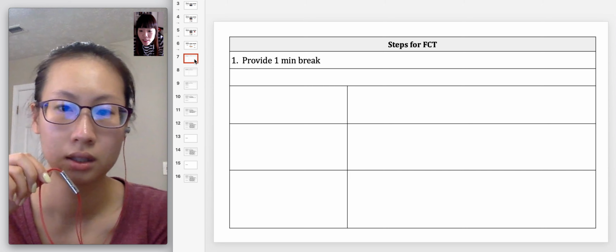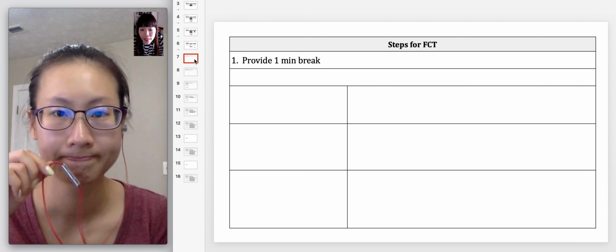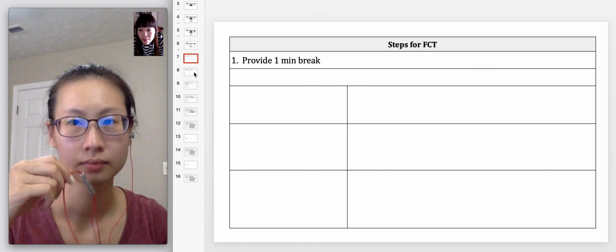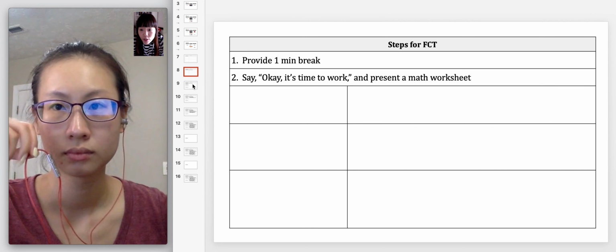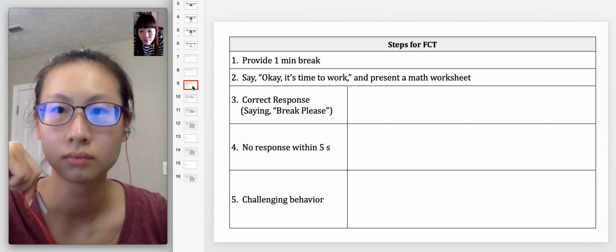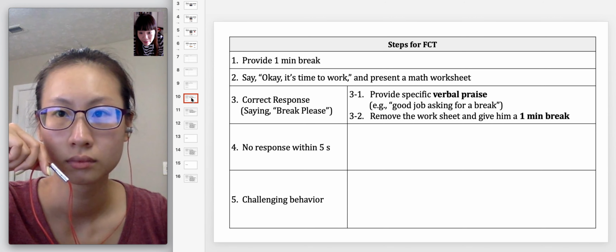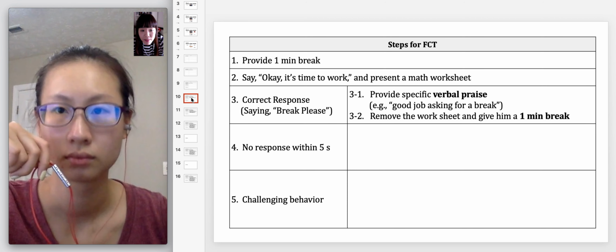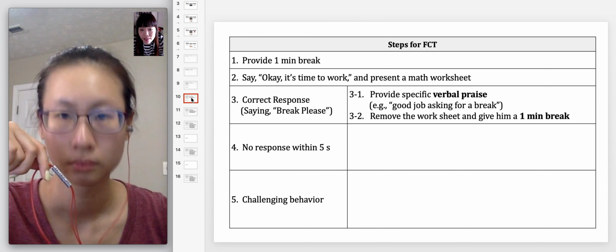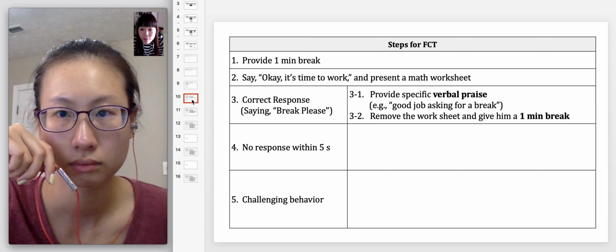Here are the specific procedures for implementing the FCT. First, you will provide him with a 1 minute break with no task demands. Then you will say, "Okay, it's time to work," and present a math worksheet. Your verbal demands can be followed by his correct response, no response, or challenging behavior. If he engages in the correct response, saying "break please," you will provide specific verbal praise such as "good job asking for a break," and then you will remove the worksheet and give him a 1 minute break.